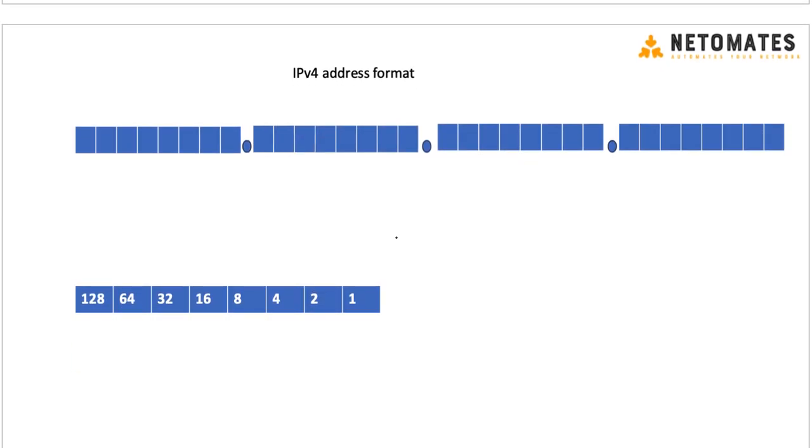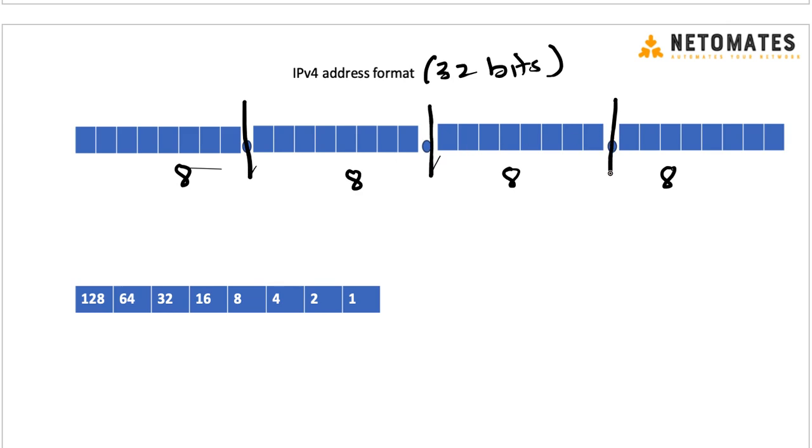So let's look into the IP address format. An IP address is 32 bits in total, which means 32 blocks. We have equally divided them into 4 parts, 8 into 4, 32 bits. Each part we can call an octet because it has 8 bits. These bit values will double from right to left, right? So it will go from 1 all the way to 128.